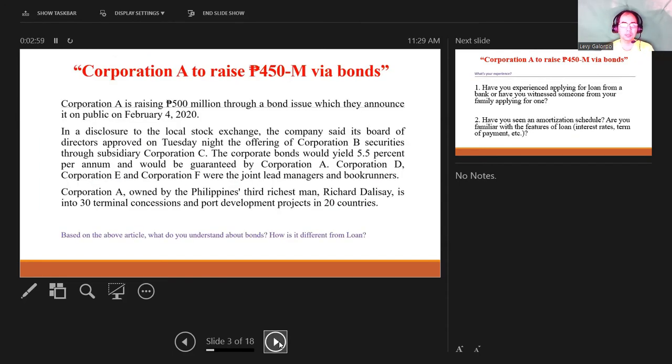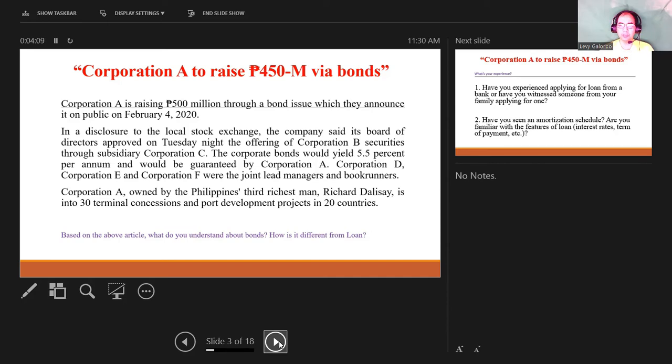Now let us discuss our topic for this week, the computation of loans. By this example, Corporation A is raising 500 million through a bond issue, which they announced publicly on February 4, 2020. In a disclosure to the local stock exchange, the company said its board of directors approved on Tuesday night the offering of Corporation B securities through subsidiary Corporation C. The corporate bonds would yield 5.5% per annum and would be guaranteed by Corporation A. Corporation D, Corporation E, and Corporation F were the joint lead managers and book runners.